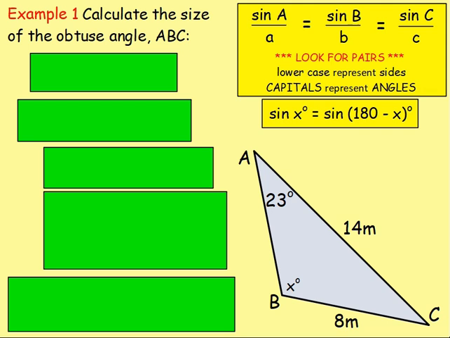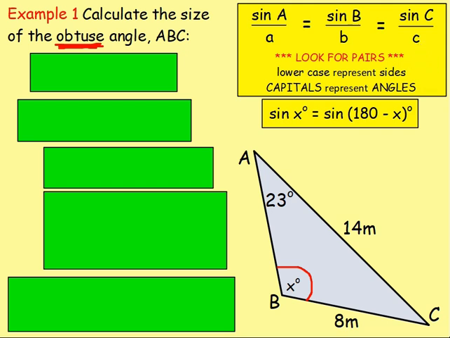Example 1. Calculate the size of the obtuse angle ABC. So going from A to B to C, we're wanting the size of this angle. Because it is an angle we are wanting to find, and we know it's to do with pairs, we know it's to do with the sine rule, we are going to be putting the angles on top. Remember, in our formula, the capital letters represent angles, so the capital letters go on top with sine A, sine B, sine C, and the lowercase letters, the a, the b, and the c, are going to be the sides.